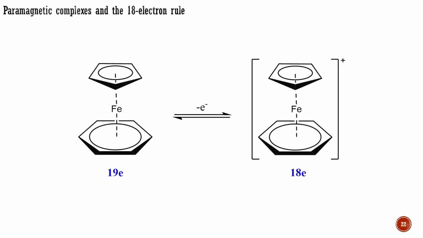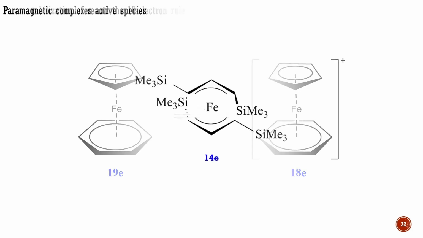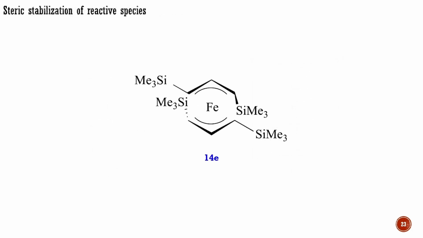Paramagnetic complexes generally do not obey the 18-electron rule, but many of these have reactions in which they attain an 18-electron configuration. For example, the 19-electron eta-5-cyclopentadienyl eta-6-phenyl iron(I) is a powerful 1-electron reductant, giving the corresponding 18-electron iron(II) complex as product. Steric stabilization of otherwise reactive species is a standard strategy in organometallic chemistry. Steric bulk can permit formation of low electron count, low coordination number complexes, as in the isolable 14-electron bis-pi-allyl complex of iron(II) shown here.